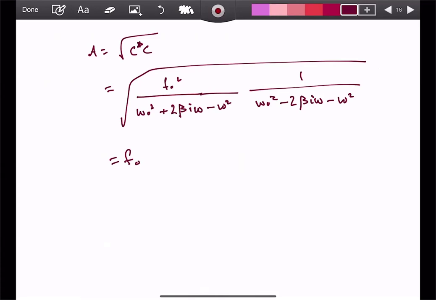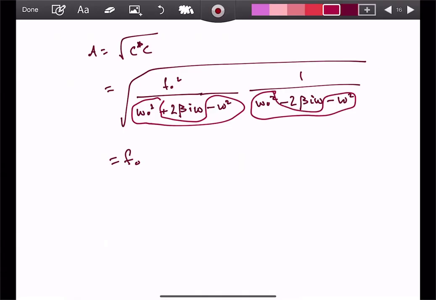So in this case, notice that these two terms here are constant terms, right? So let's rewrite this then as what? Omega 0 squared minus omega squared plus 2 beta i omega. Let me put parentheses around them. That's my first term. Then my second term is going to be omega 0 squared minus omega squared, parentheses, minus then 2 beta i omega.